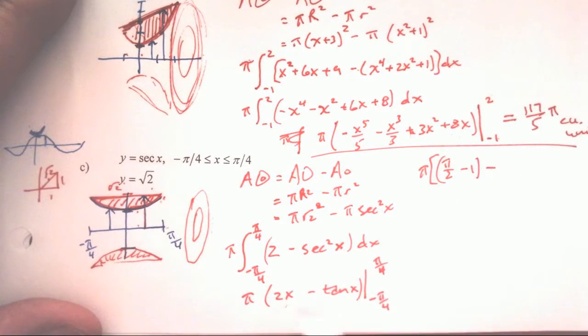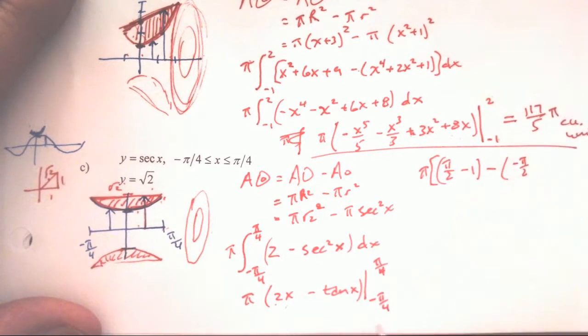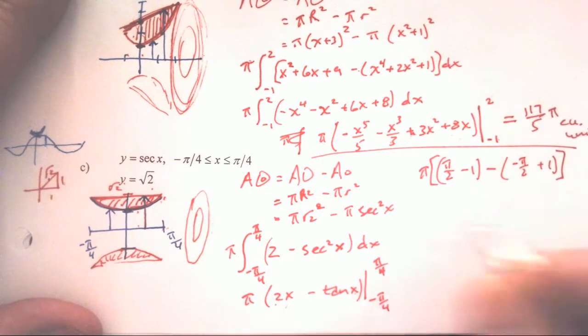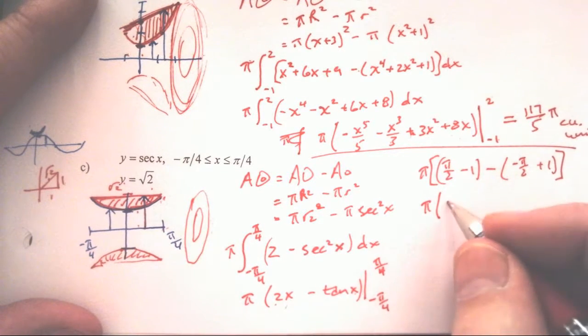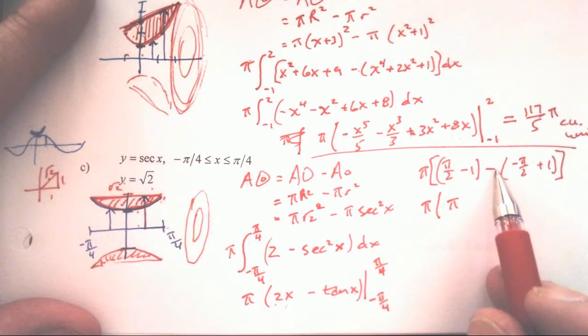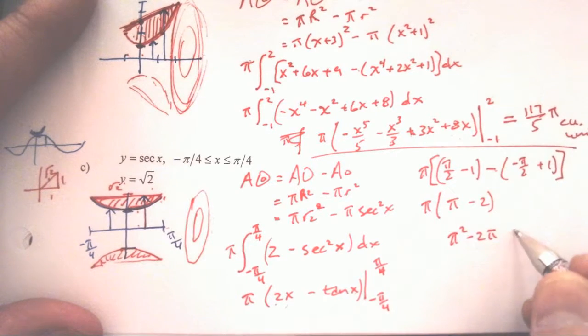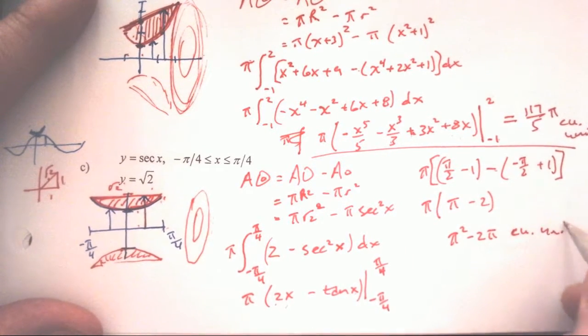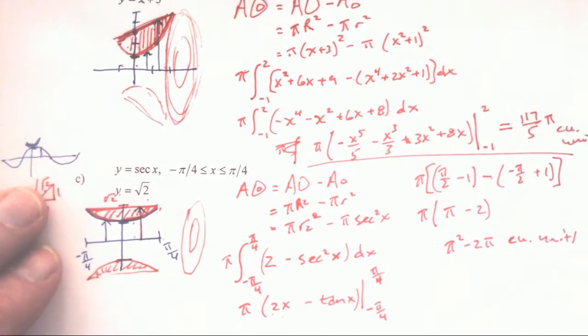minus I put -pi/4 in, I get -pi/2. I put -pi/4 in. Tangent of -pi/4 is -1, minus -1 plus 1. So where are we at here? Pi times, I get a pi/2 plus another pi/2, pi. I get a -1 minus another 1, minus 2. So we end up with pi squared minus 2 pi cubic units. After all, we're finding values. Okay, kind of rewarding when you get those done and you look in the back of the book and you got the correct answer.